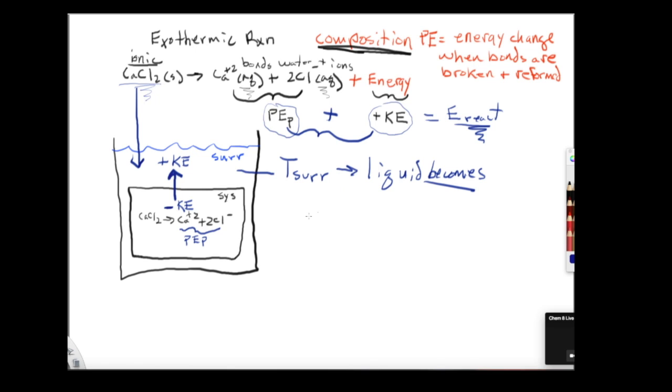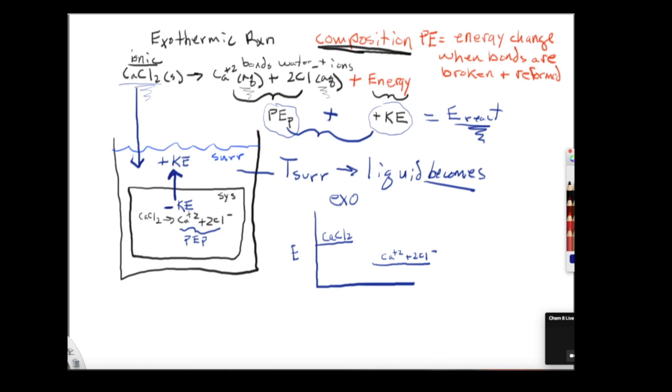So if I was to draw a graph of this, and I'm just going to arbitrarily assign the vertical axis as energy, our calcium chloride is going to fall somewhere on that axis. And then after the reaction's over, the two products are going to be lower down in here. This is the hallmark of an exothermic reaction.